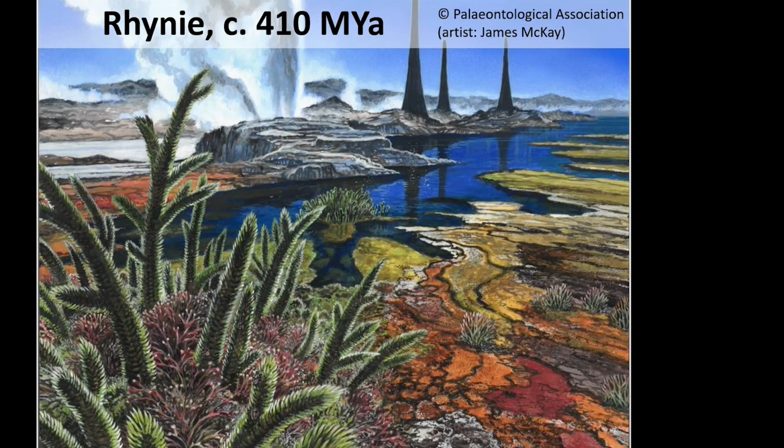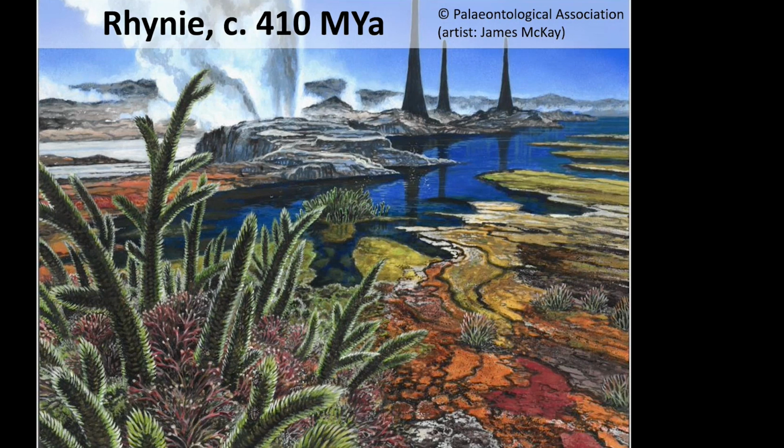When plants did make the move onto land, however, things started getting a bit more exciting. This is an artist's impression of what Rhynie would have looked like. Rhynie is a site in Aberdeenshire, and this is what it may have looked like when the first plants started coming onto the land, around 410 million years ago. What you can also see in this artist's impression are the towering structures in the background, which are actually probably fungal. Those are prototaxites.